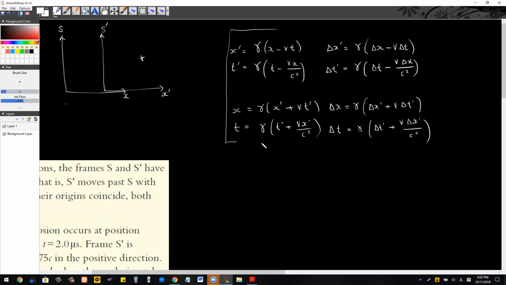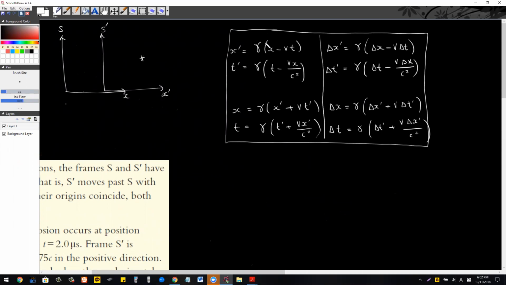So we've been dealing with length contraction and time dilation, right? Yeah. They are kind of included in these equations. This is a much more powerful, inclusive set of equations.